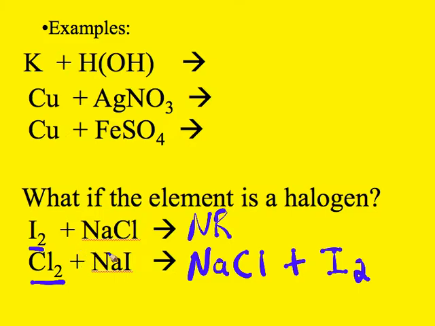Could be a solution. To balance this, I would put a 2 in front of here to balance my iodines, but now that gives me 2 sodiums and 2 chlorides, so I would put a 2 for 2 chlorines, and I put a 2 in front of NaCl, and that would be balanced at that point.